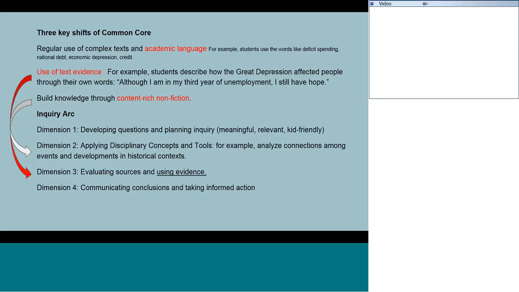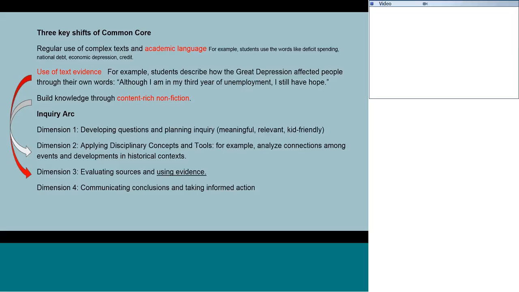A woman named Vera wrote to the Roosevelts and said, "Although I'm in my 3rd year of unemployment, I still have hope." And finally, students build their knowledge about the Great Depression through content-rich nonfiction. So they're learning about history by reading actual sources from history. The inquiry arc incorporates much of these 3 shifts. We've just gone over the dimensions.